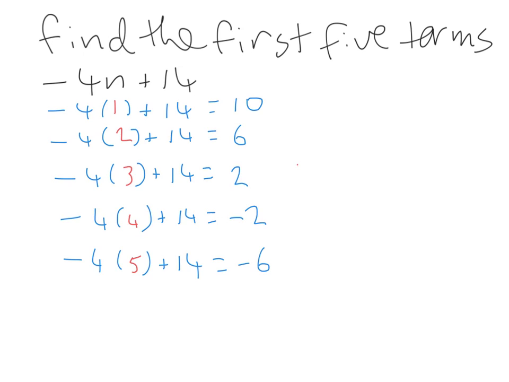So this should be written out as 10, comma 6, comma 2, comma minus 2, comma minus 6, ... The sequence goes on forever.